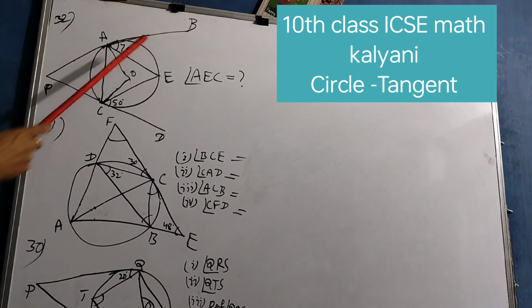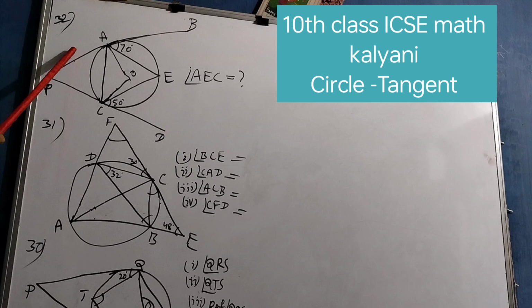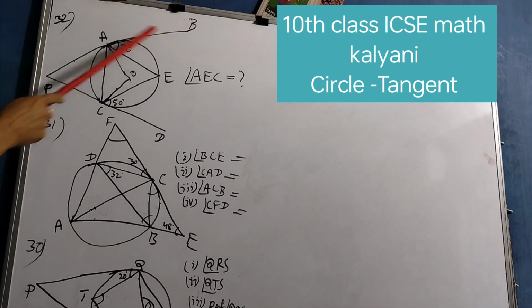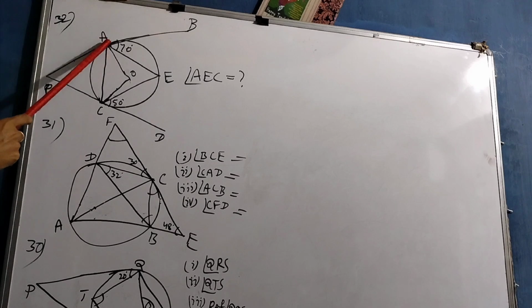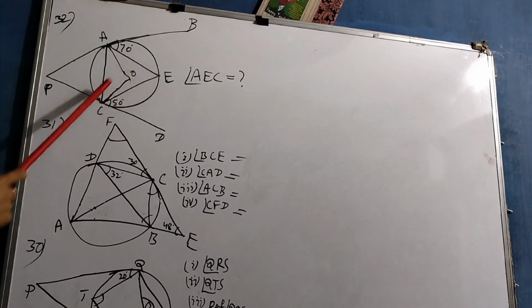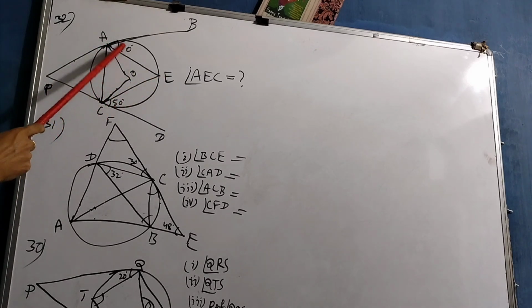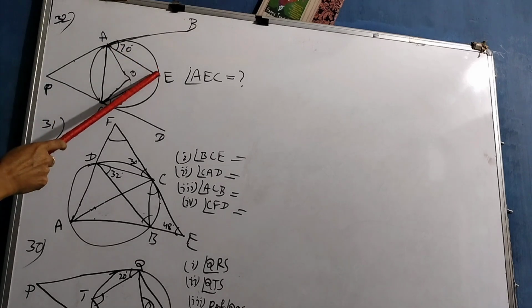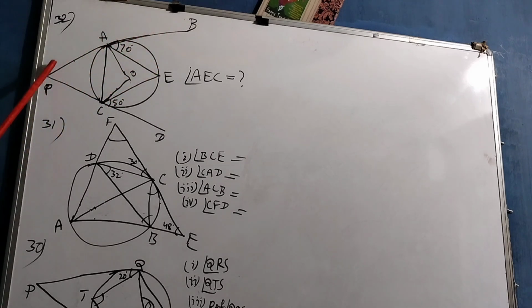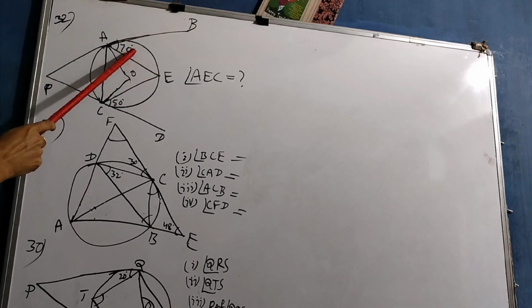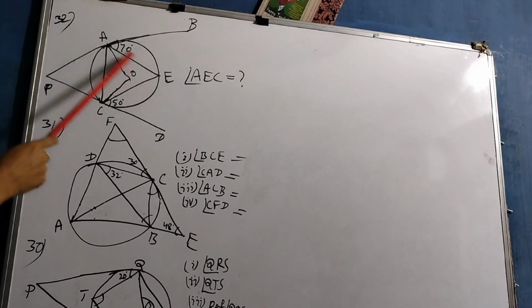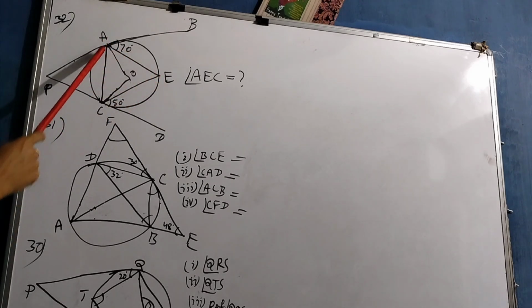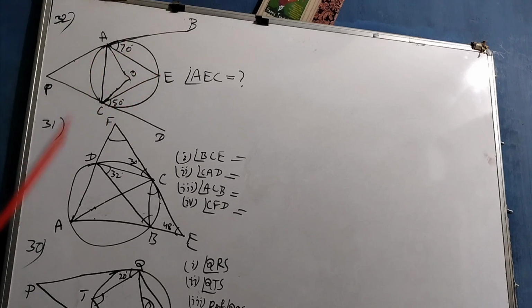Here, AB is a tangent and angle BAE equal to 70 degrees. So by the alternate segment angle, angle ACE is also 70. AE is the chord and AB is the tangent, so this angle equals the alternate segment angle, that is ACE, the angle subtended from the chord AE.